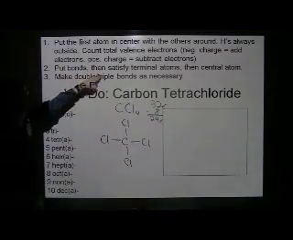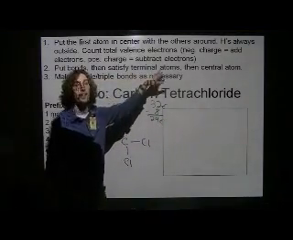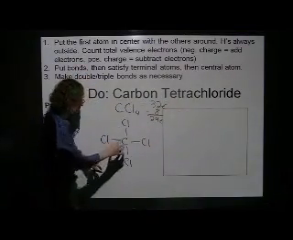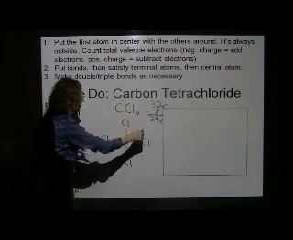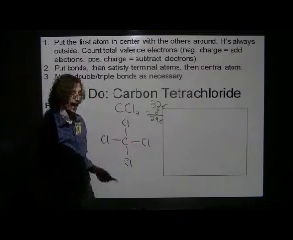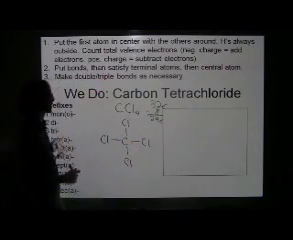Next up, we need to satisfy the terminal atoms, then the central atom. The central atom means the one in the middle. In this case, carbon is our central atom, and the chlorines on the outside are our terminal atoms. Okay, so first let's satisfy the terminal atoms.